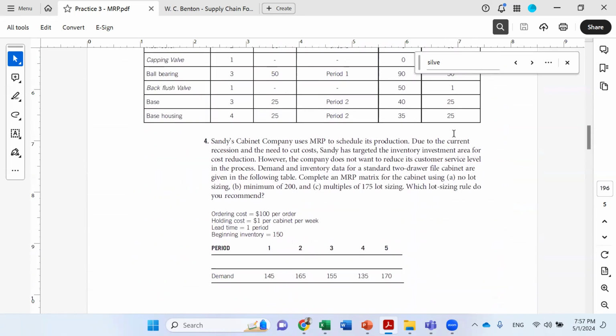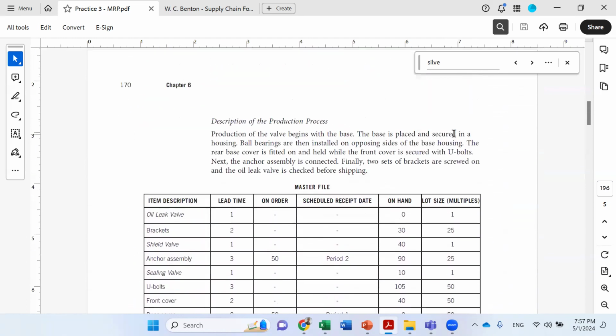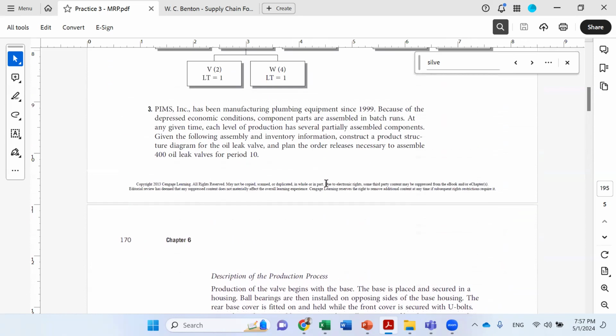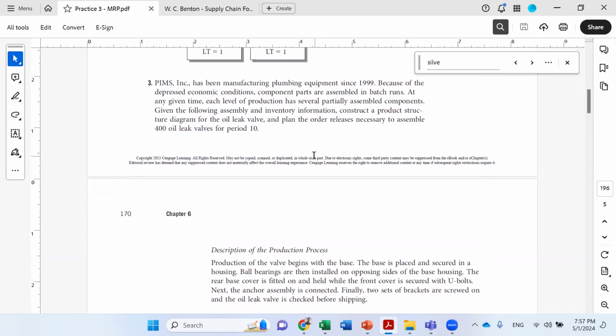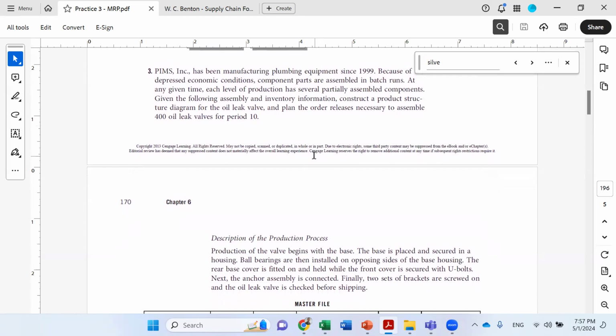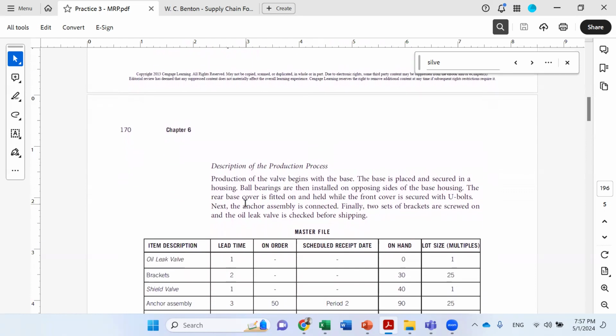Okay, let's see. But again, for this one, let me see, for question 3. It says several partially assembled components because of the depressed economic condition. Component parts are assembled in batch runs. At any given time, each level of production has several partially assembled components. Production of the valve begins with the base. Base is placed and secured in housing. A ball bearing, okay, so that's what I said.